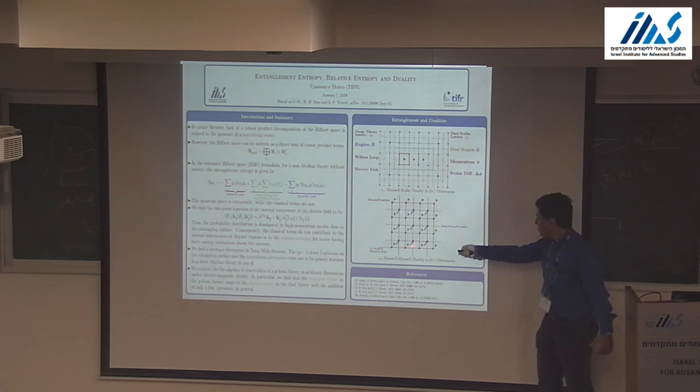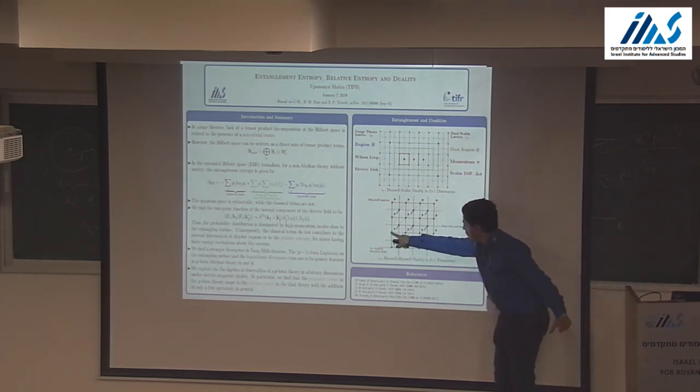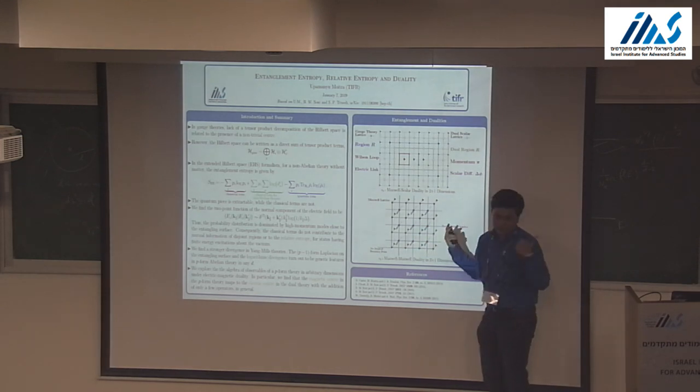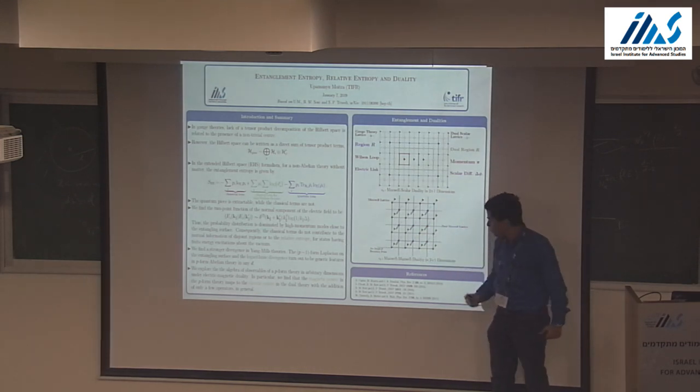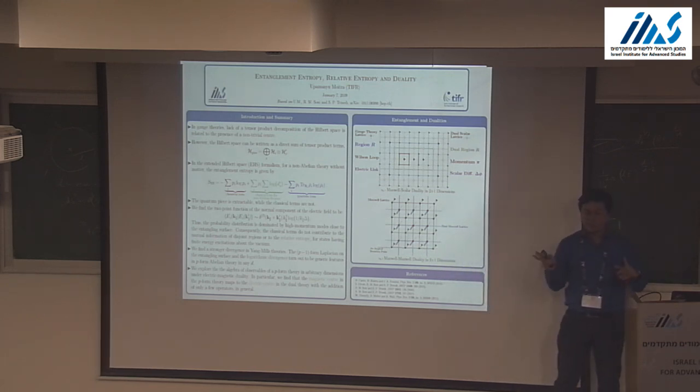For example, in 3+1D Maxwell theory, which is dual to another Maxwell theory, if you consider the original lattice to be this lattice, and if you consider the dual lattice, it turns out that in comparison to the magnetic center, in the electric center you get certain additional operators. However, these additional operators do not contribute to UV safe quantities like relative entropy or mutual information in the continuum limit. And I am done. Thank you very much. Please ask me any questions if you have.